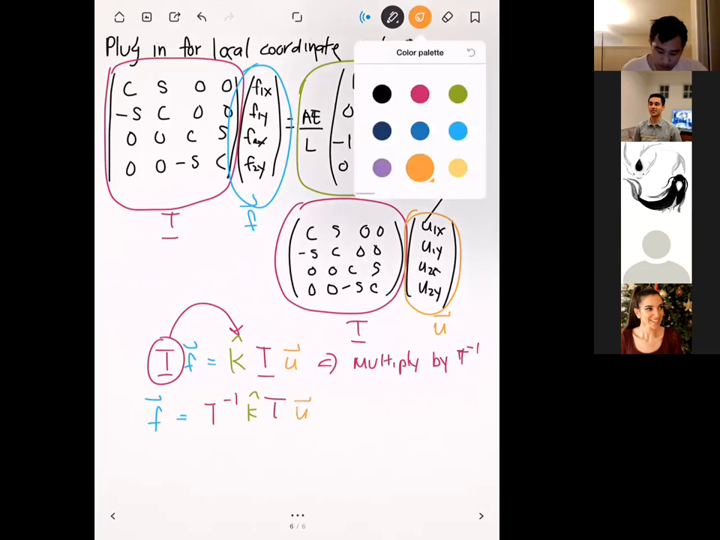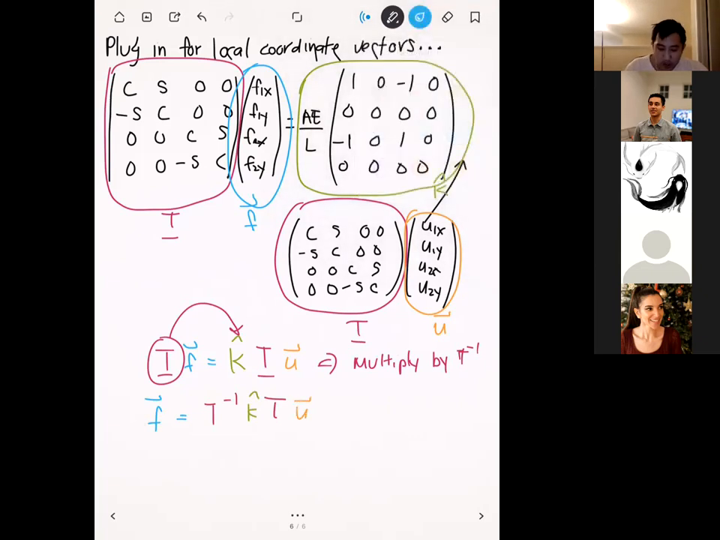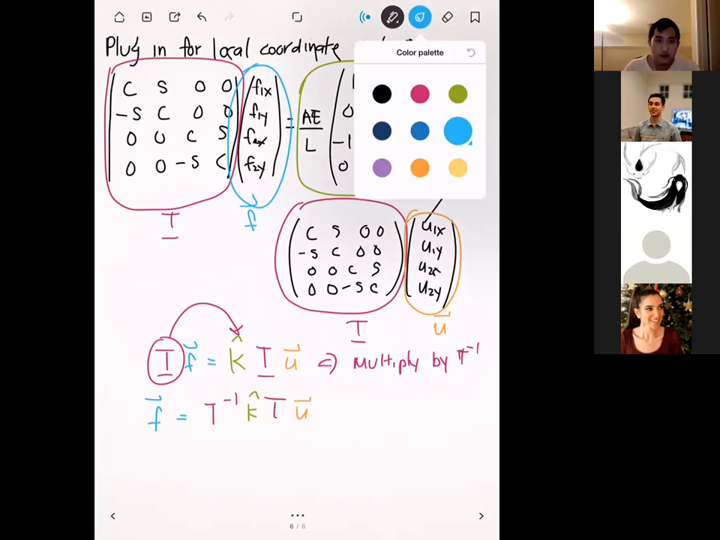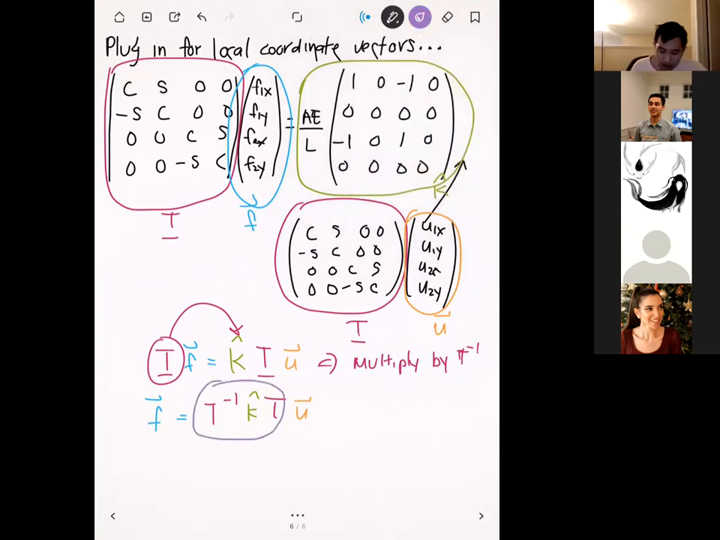Right. And so now what we have right here is F is equal to some stuff times U. If I take this group of terms, T inverse times K hat times T, we can define this as our new element stiffness matrix. And if we perform the matrix multiplication for all these, we're going to get an expression that we can use for a 2D truss element.